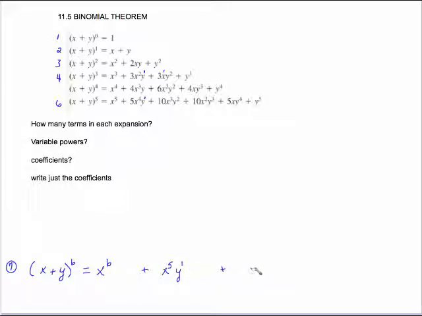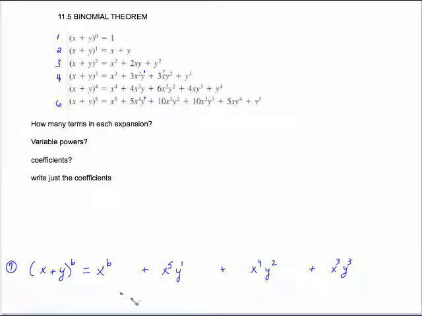Then this next power will be x to the 4th y squared. The next power will be x to the 3rd y cubed, because the x power is decreasing down from 6 to 5 to 4 to 3. At the same time, the y power is increasing, y to the 1st, y to the 2nd, y to the 3rd, and I can check that by adding these two exponents together. They should give me the exponent on the binomial.